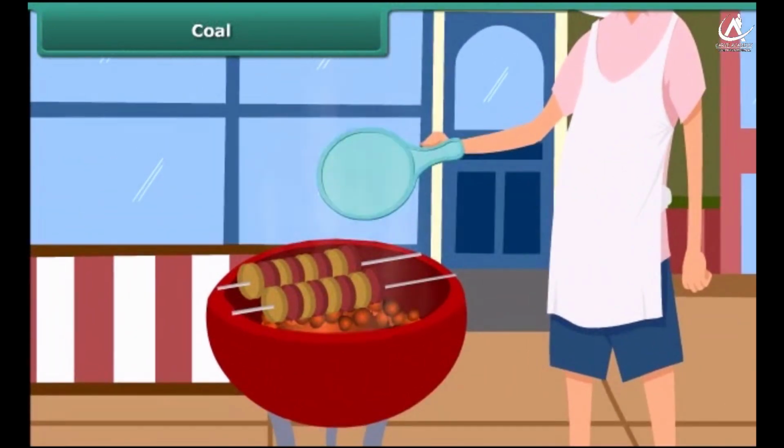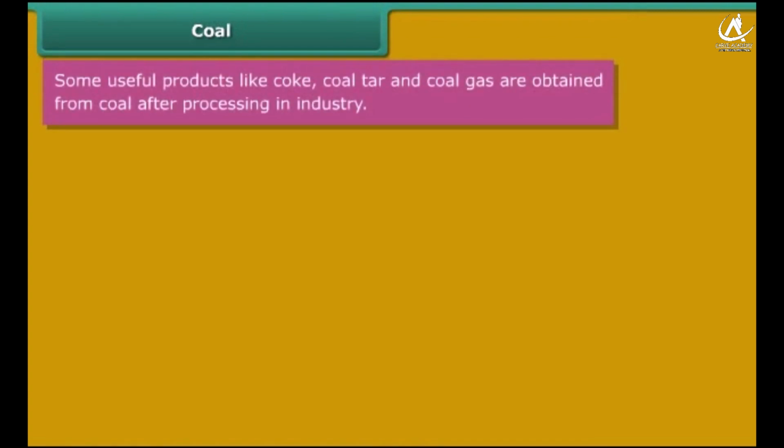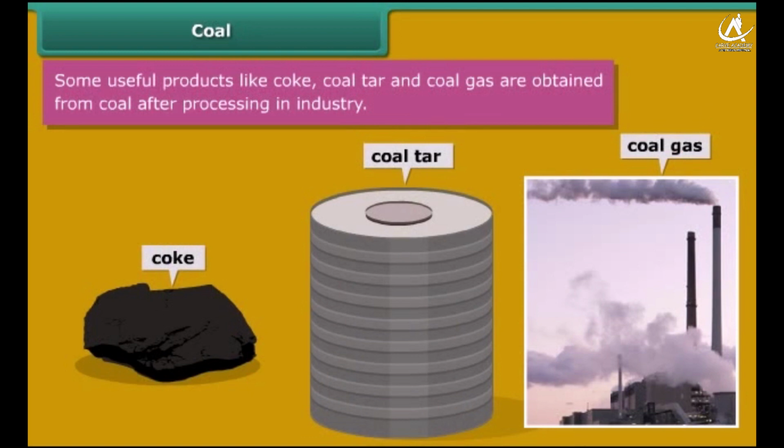After heating in air, it starts burning and produces carbon dioxide gas. You will be surprised to know that some useful byproducts of coal like coke, coal tar and coal gas are obtained directly from coal. Do you know how these byproducts are helpful for us?